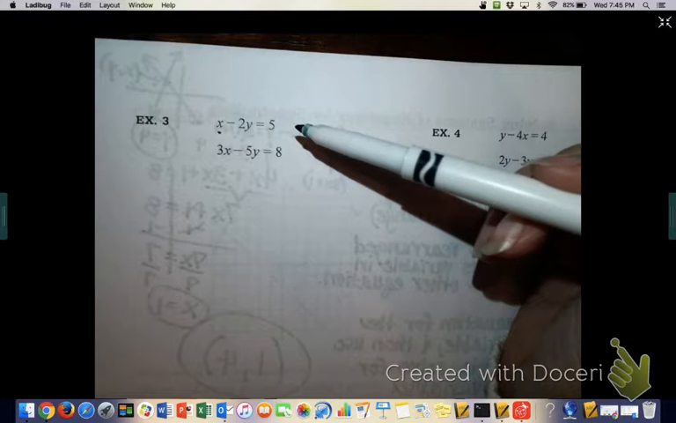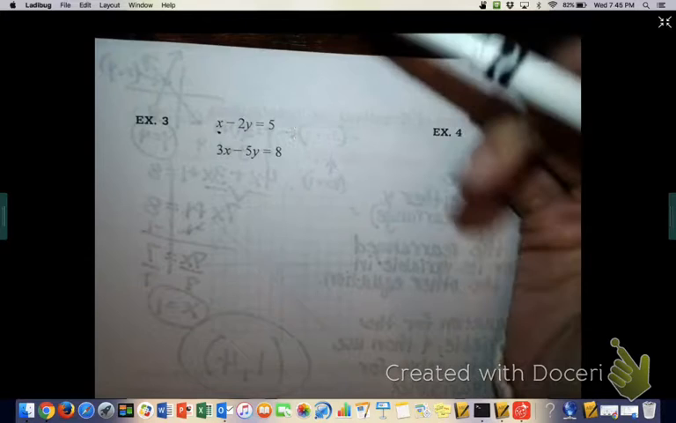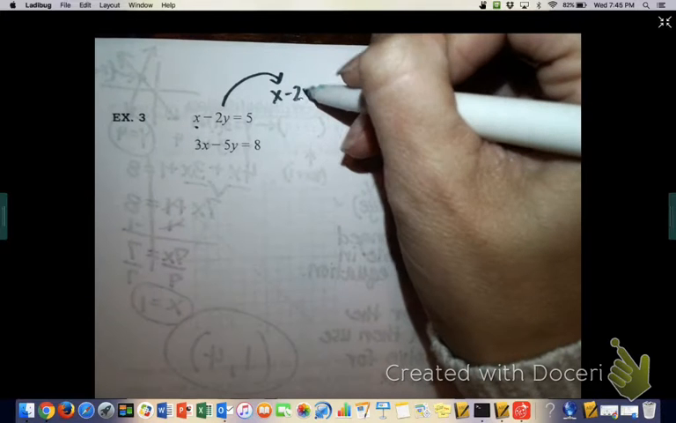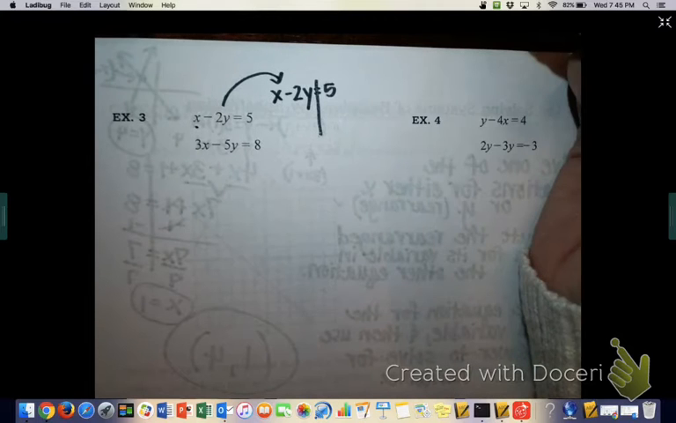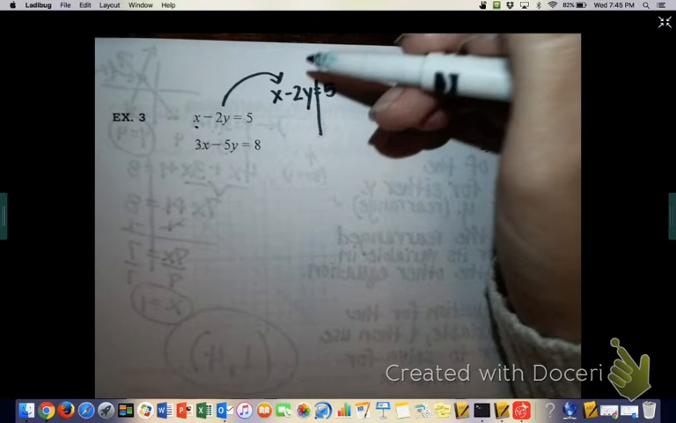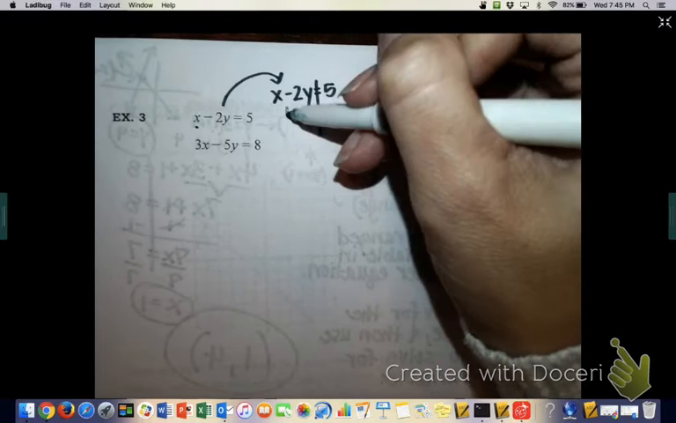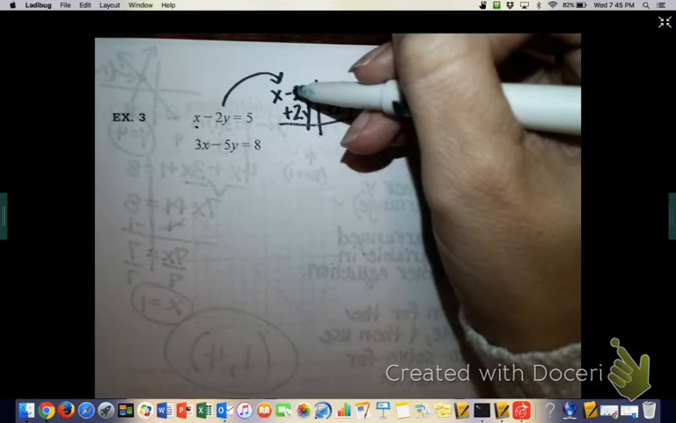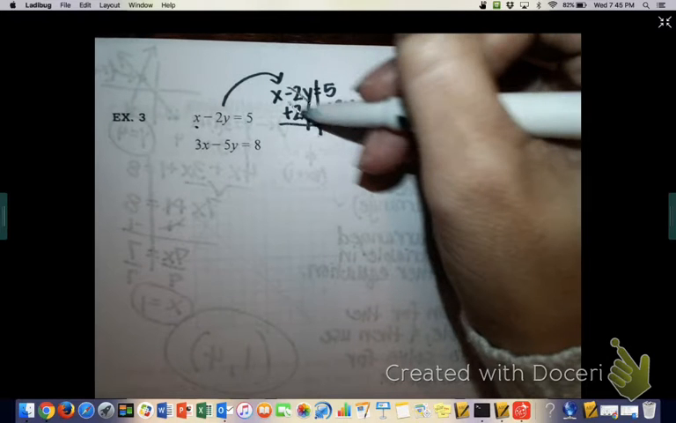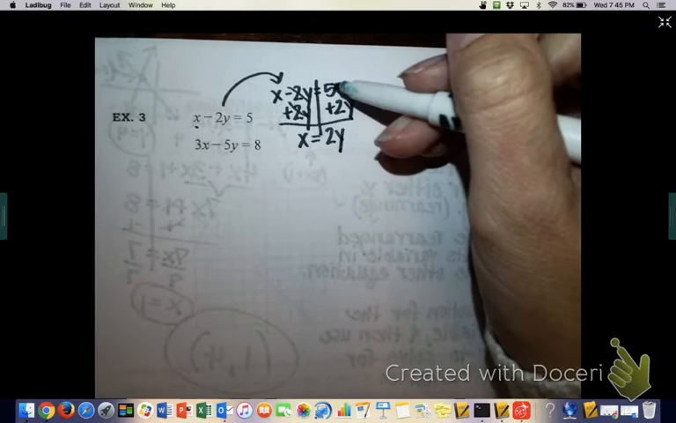So I'm going to take this equation and I'm going to rearrange it. X minus 2y equals 5. All I did was rewrite it, but I need to solve it for x. I want to get x by itself. So to move everything away from x, I would add 2y. And now I've got x by itself. X equals 2y, and that's a positive 5, so plus 5.